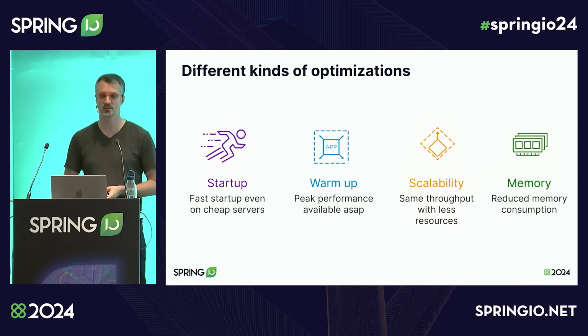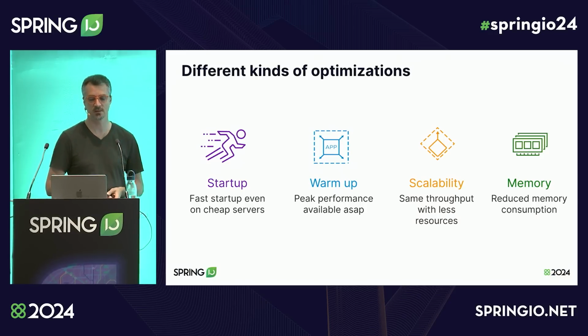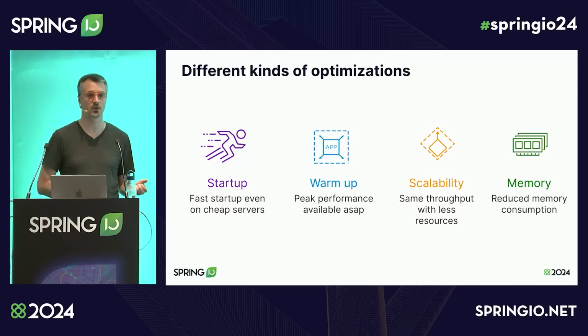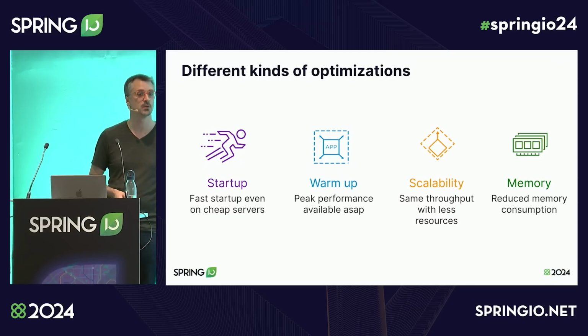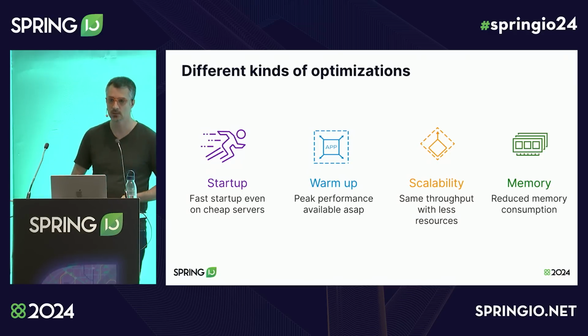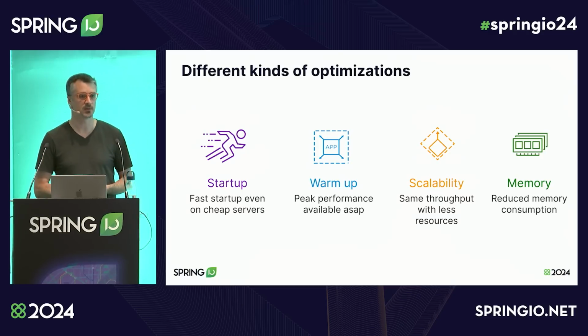So we have different kinds of optimizations possible. We can optimize the startup time. Typically, we could want instant startup in order to scale to zero and provide serverless-style workloads. But even without scaling to zero, when we deploy a Spring Boot application onto cheap servers with 1 or 2 CPUs, a big application can take several seconds to start, and you want to minimize that because you want to be able to scale up pretty fast, and you don't want to wait too long before it's up.